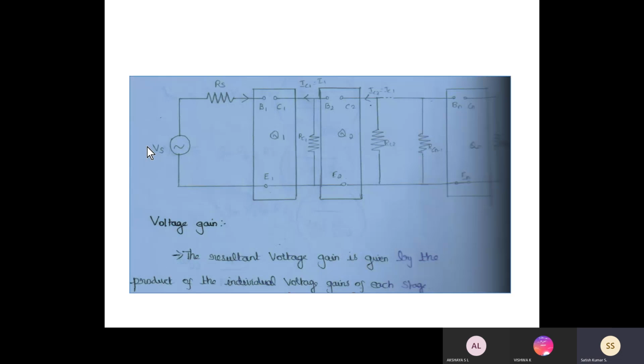So that's it. They said that while combining more than one stage, the voltage gain reaches the required level. You may increase it. Based on the requirement only, we are going to connect more than one amplifier. Okay. So here they have given the statement: the resultant voltage gain is given by the product of the individual voltage gains of each stage. Okay.